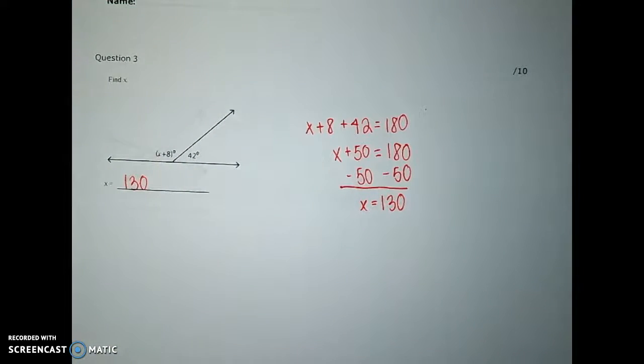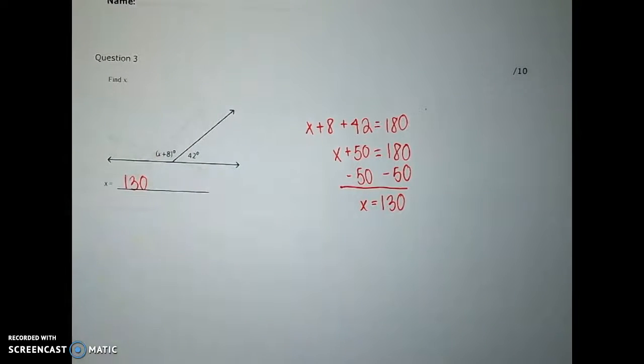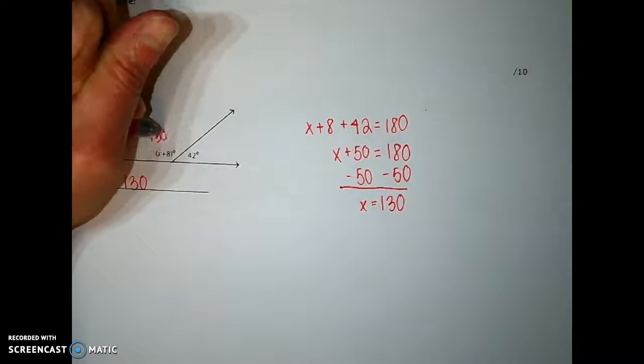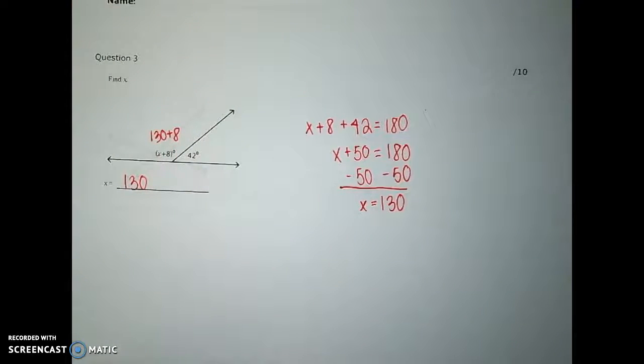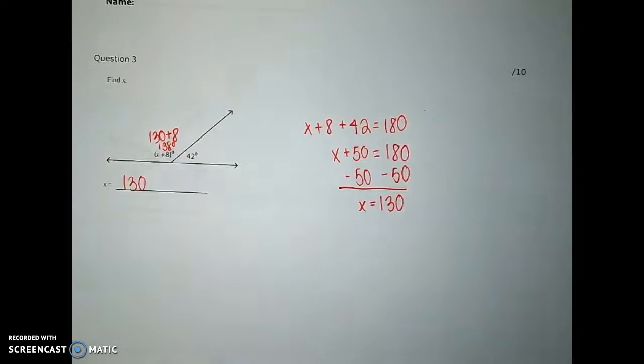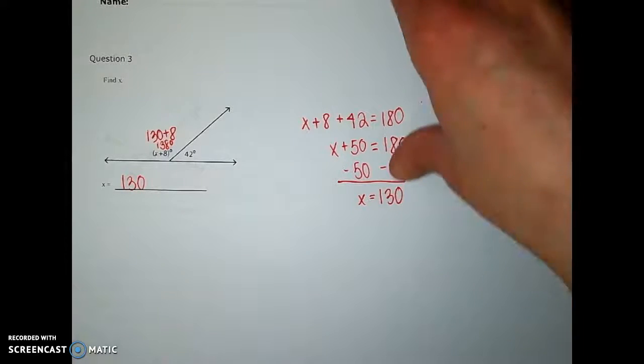Now it's always good, especially when we have a variable that goes with a number for one of our angles, to plug back in x and make sure it works out. So if I plug in 130 for x, 130 plus 8 is going to give me 138. And 138 plus 42 gives me 180, so that shows me that I didn't make a mistake.